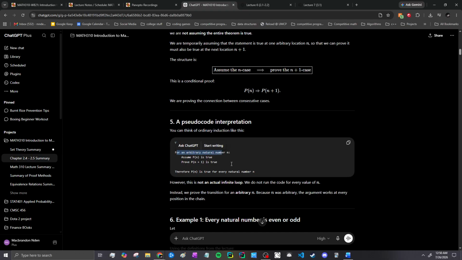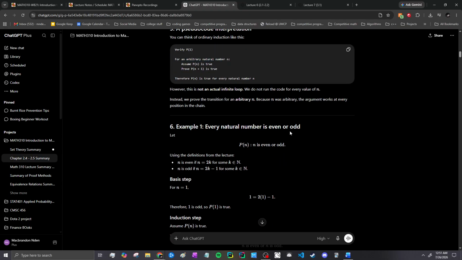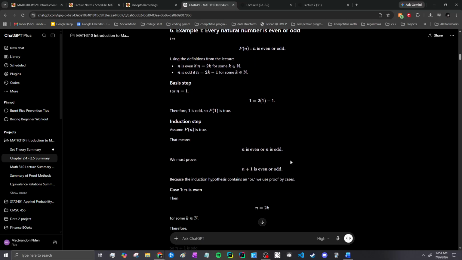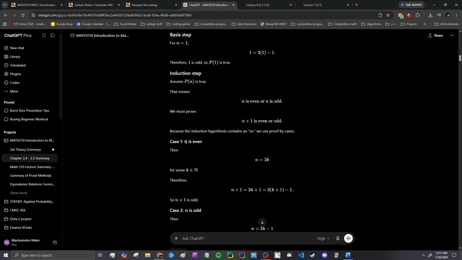Because 1 is odd, we have to use the definition. And then what is our k? Our k is going to be 1, so 2 times 1 minus 1. So 1 is an odd number. Okay, so the basis step is super simple. 1 is 2 times 1 minus 1, so it's going to be an odd number.